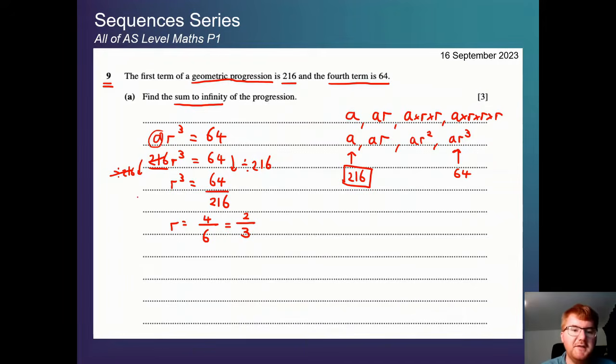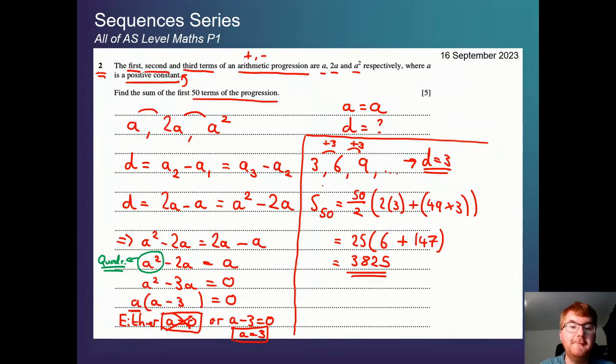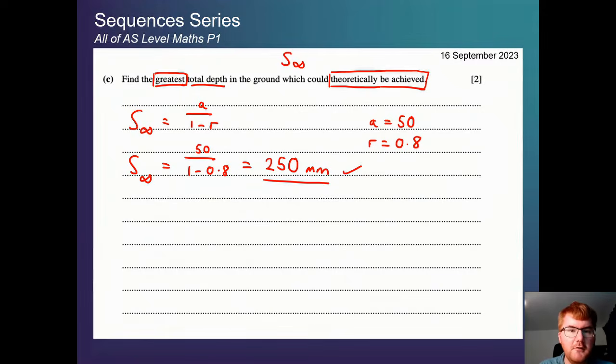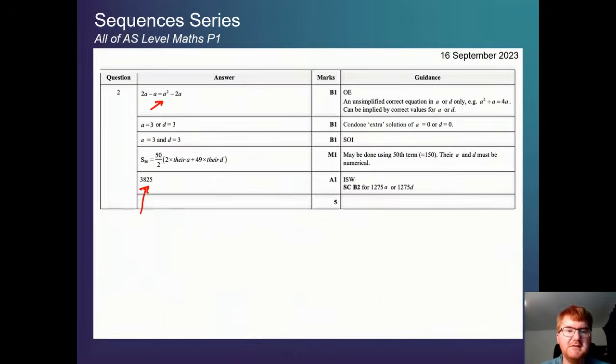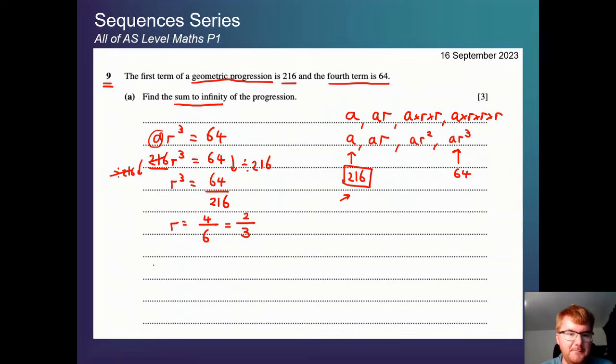Now we know what this common ratio is, and we know the first term. We can now use this formula that we've seen before, this formula here. So this S infinity is equal to A over 1 minus R. So now I'm just going to copy that formula down. So S infinity is equal to A over 1 minus R. Our first term here is 216 divided by 1 minus 2/3.